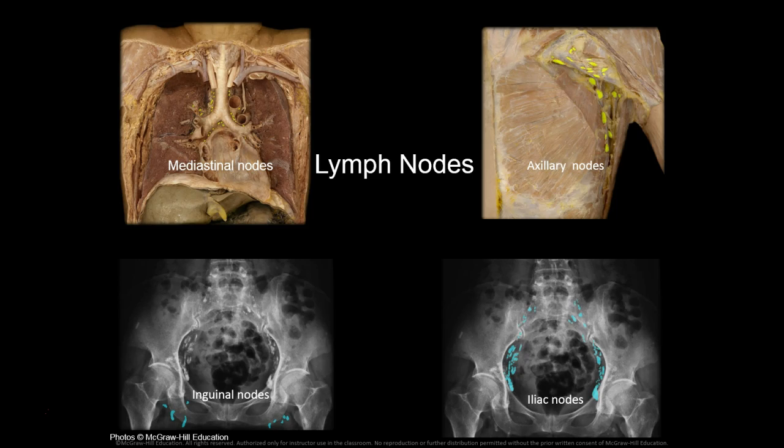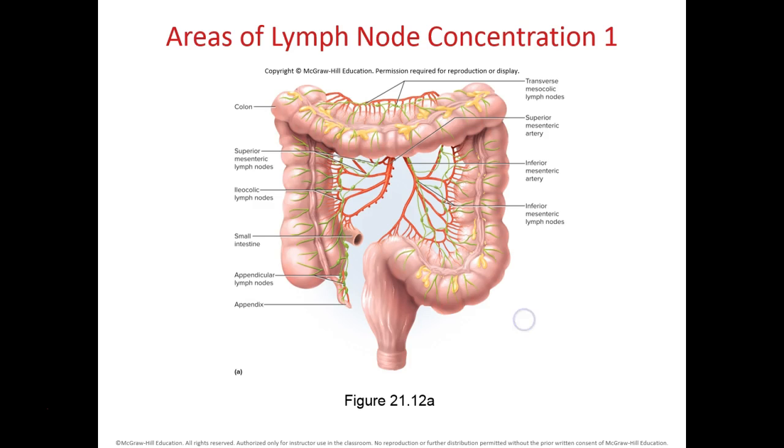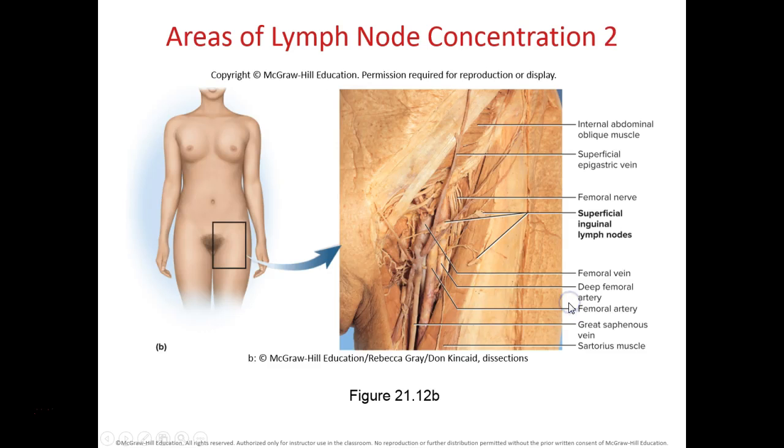All right, so here's showing the mediastinal, axillary in the armpit, inguinal in the groin, and the iliac nodes, right? Here you can see this is the large intestine, right? And you can see how they have lymph nodes all throughout the mesentery here. All right, and here's just showing another picture in a cadaver.